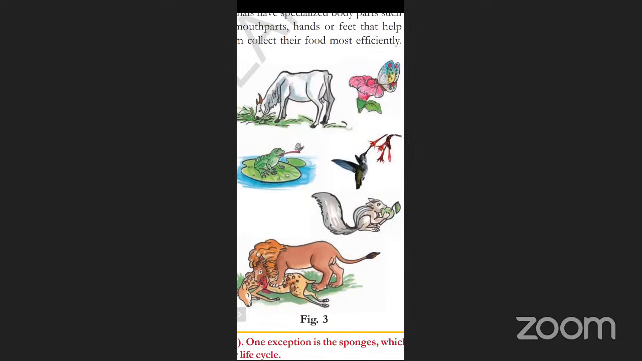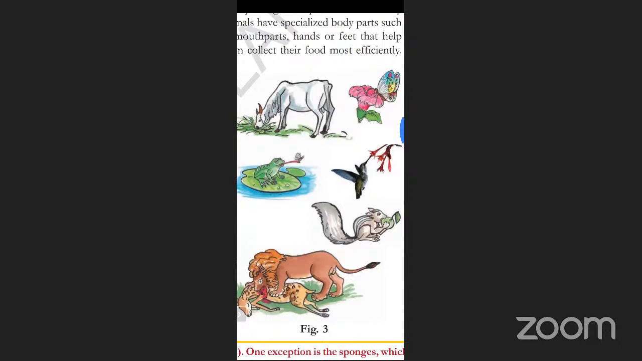Butterfly needs how much food? One drop is enough, right? Then if we give a drop of food to the cow, is it sufficient, Nana? No. So when we compare these two animals, what do you understand? The quantity of food an animal takes depends on its body structure. Am I clear?